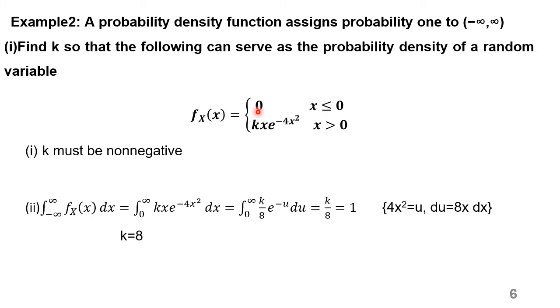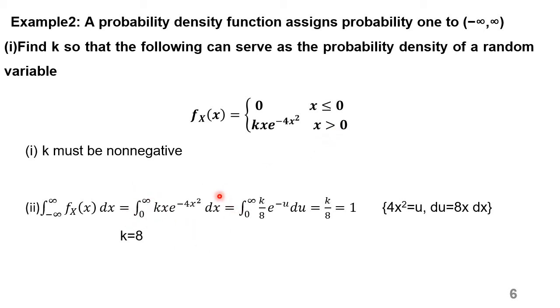We know that this cannot be a negative value. However, this is 0 here for all values of x less than or equal to 0. For x greater than 0, if this has to be a positive number, then k has to be a positive number. K should be a non-negative value. Now let us try to find out the value of k using the formula. We know that the integral of the PDF function is always equal to 1, from minus infinity to infinity of f(x) dx, but we have been given k times x e to the power minus 4x square for all values of x greater than 0, that is from 0 to infinity.